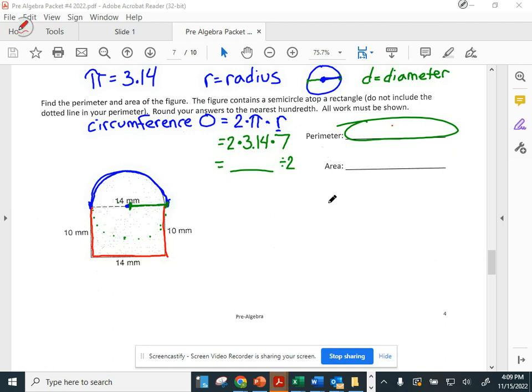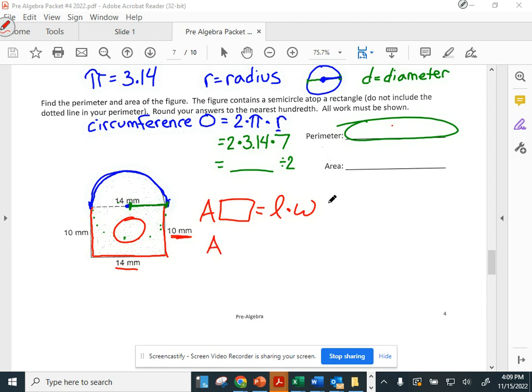Now we want to work on the area. So we know how to do the area of a rectangle is length times width. So that length times the width will get you the area of the rectangle. Now we need the area of that circle.